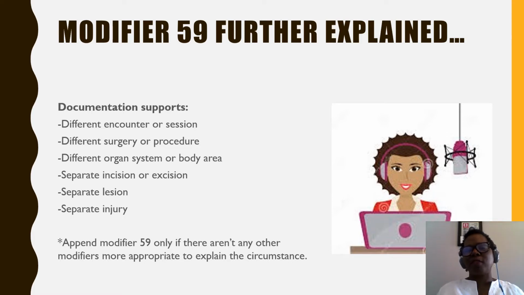So the X modifiers, they weren't always there. And this is for those who've been in the coding industry for a while. These are fairly new modifiers. And so I like to call them the babies or the subset of modifier 59. Modifier 59 is the mother modifier, and the X modifiers are the subset or the babies of modifier 59.